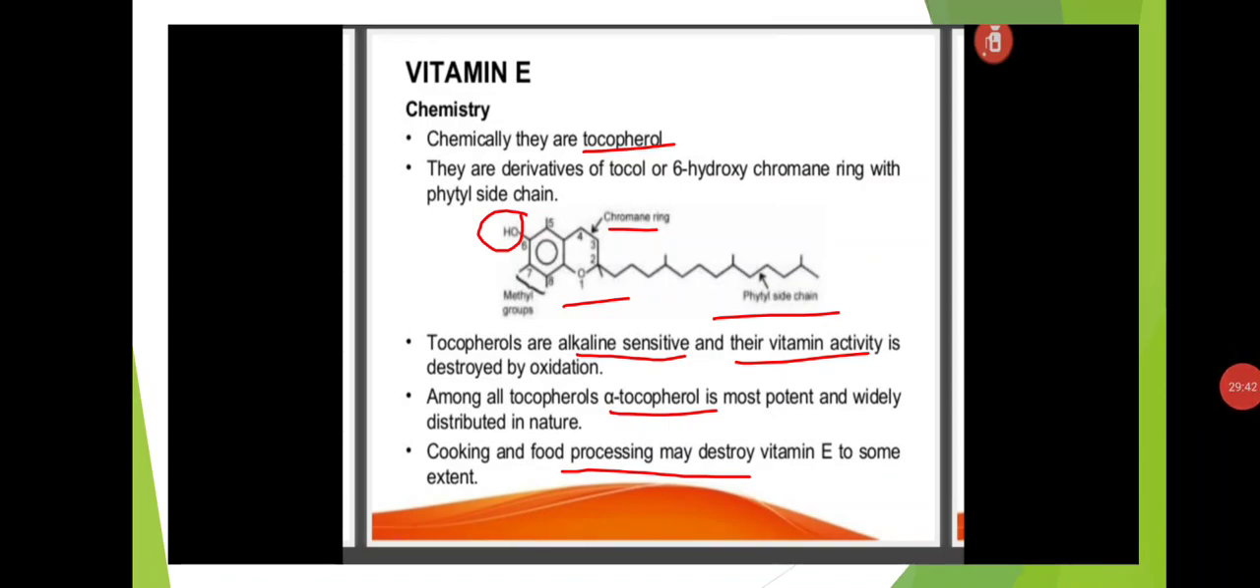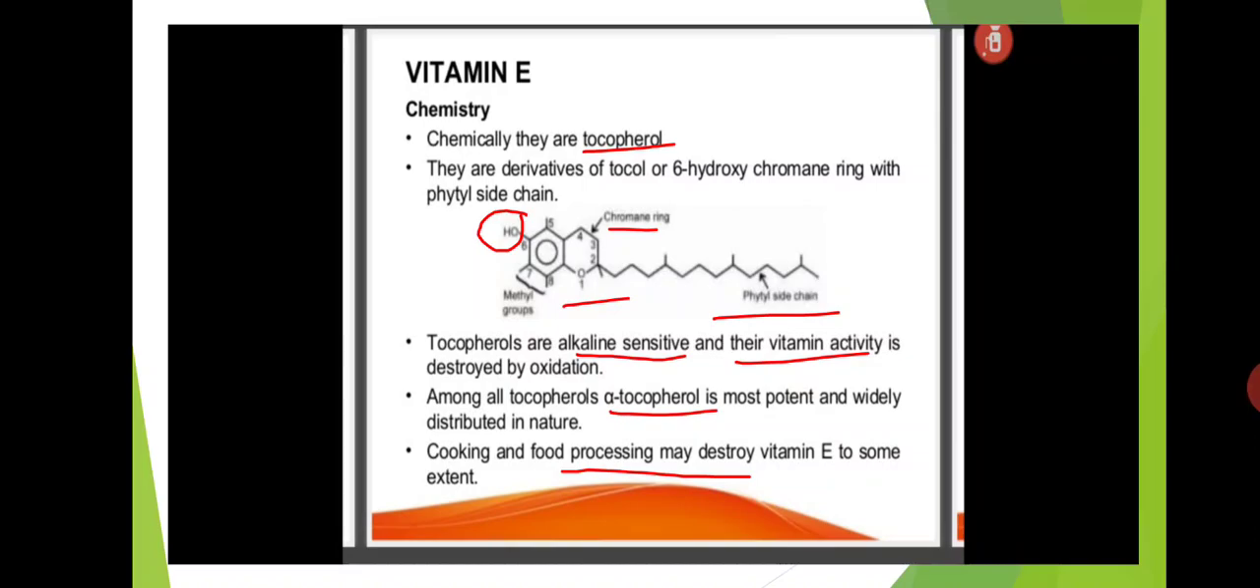Next is vitamin E. It is also called tocopherol. They are derivatives of tocol or 6 hydroxychromane ring with phytyl side chain. In its structure, it has a chromane ring, and that chromane ring has a hydroxy group at the sixth position. So it is a 6 hydroxychromane ring with phytyl side chain.